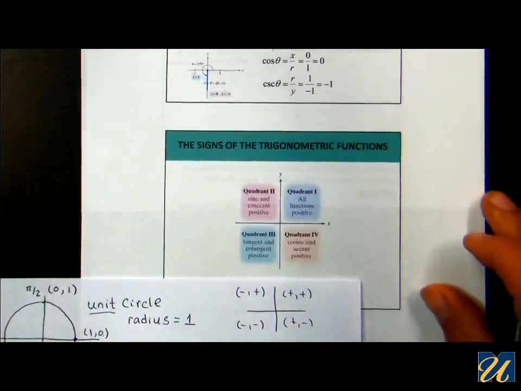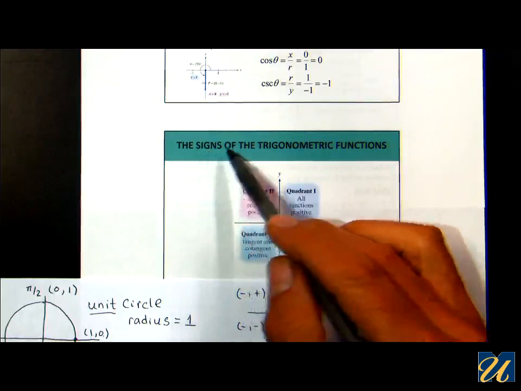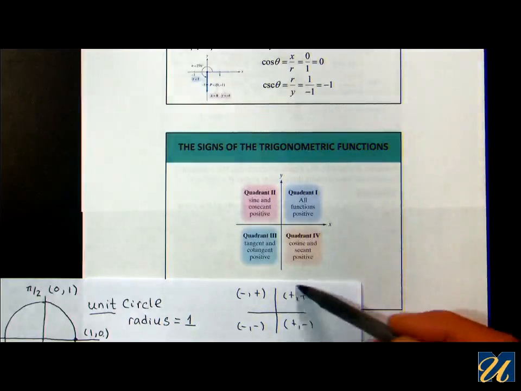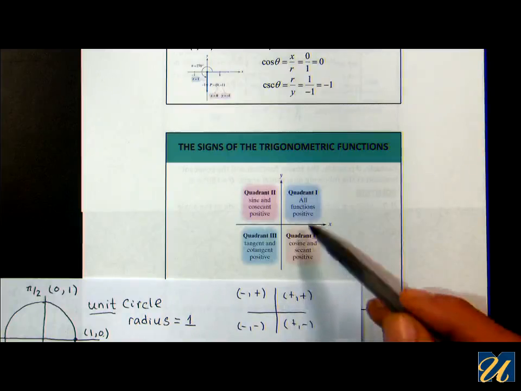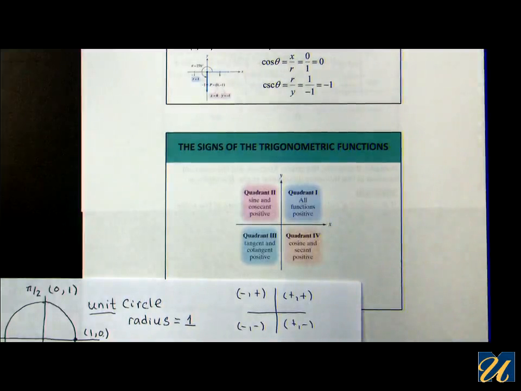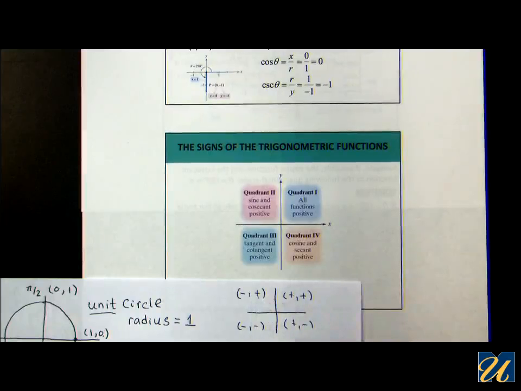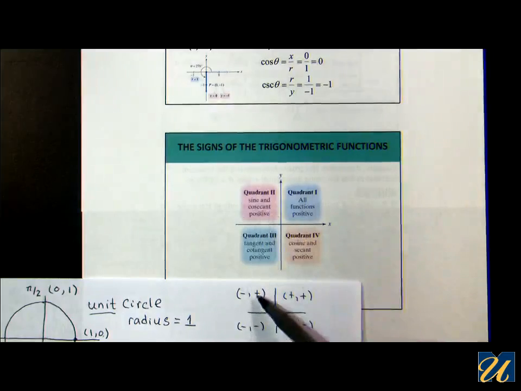Now, this slide shows the signs, S-I-G-N, the plus and minus of the trigonometric functions. Since x and y coordinates are all positive in quadrant 1, all trig functions are positive there. In quadrant 2, only the sine and the cosecant are positive, because sine and cosecant involve only the y-coordinate, and that's positive. Yes, they involve r, but r is always positive. It's the radius of the circle. So only the sine and its reciprocal, cosecant, are positive in this quadrant.